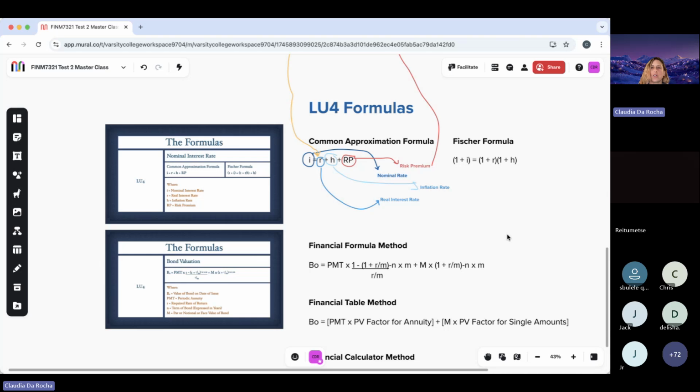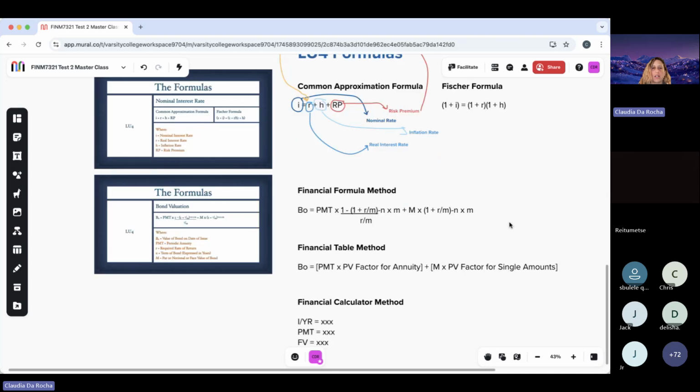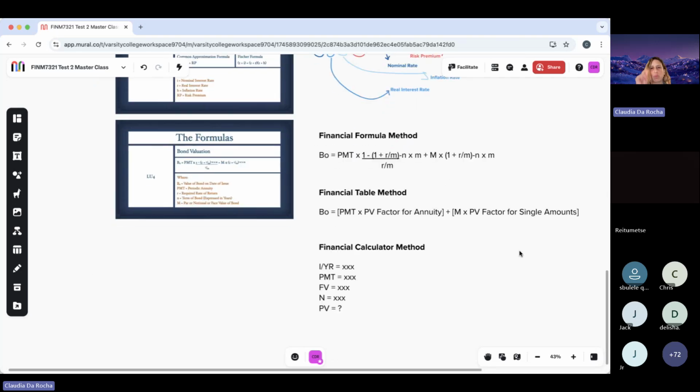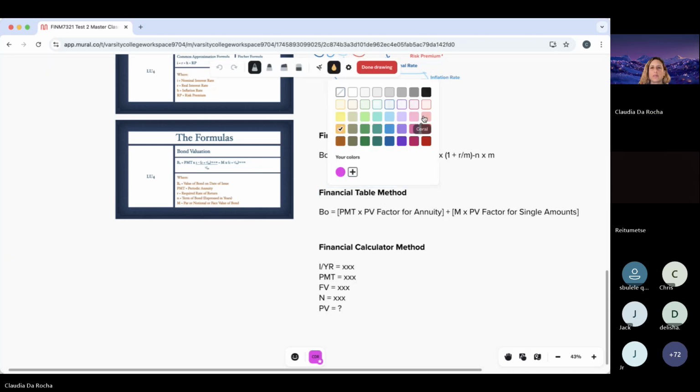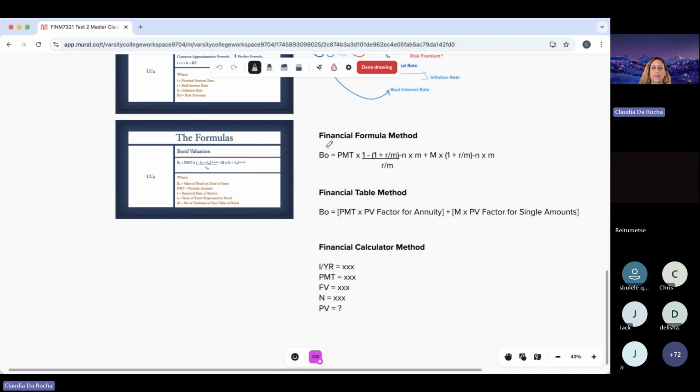All right, now with our last formula, which is your bond valuation. With your bond valuation formula, okay, this is the value of your bond today.